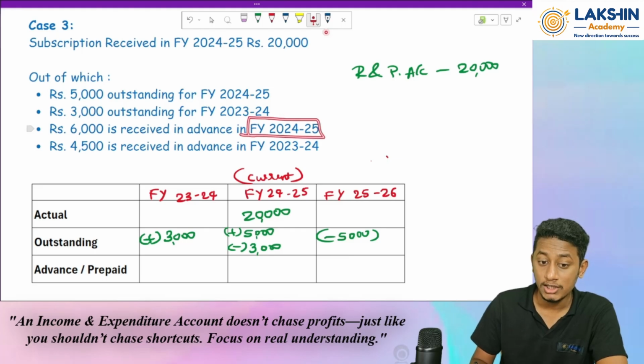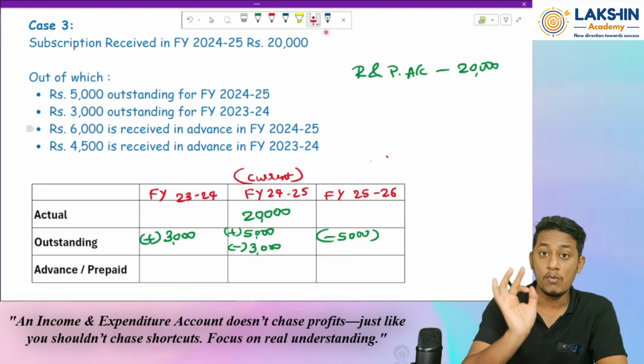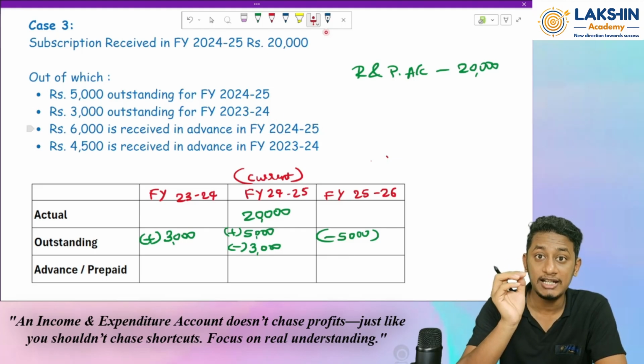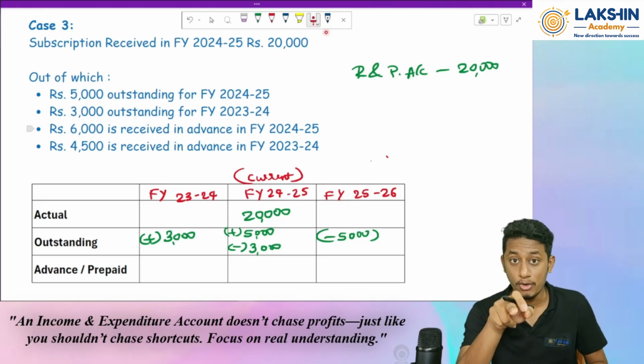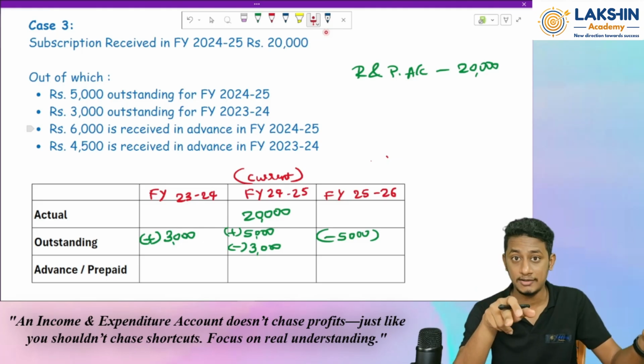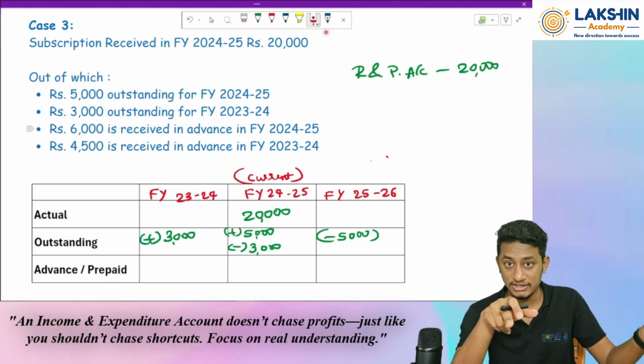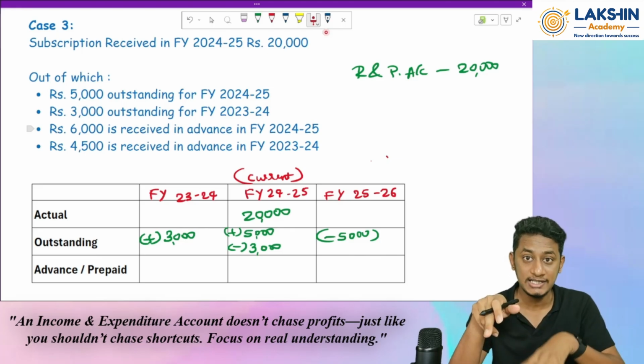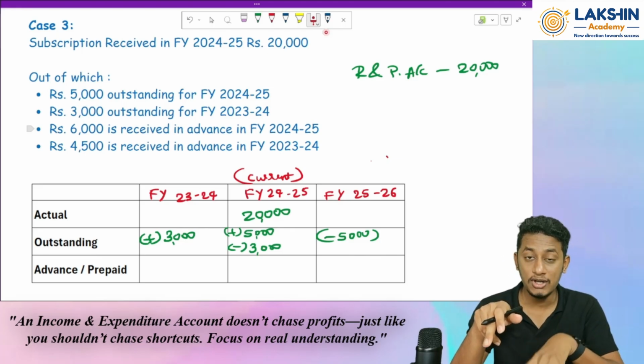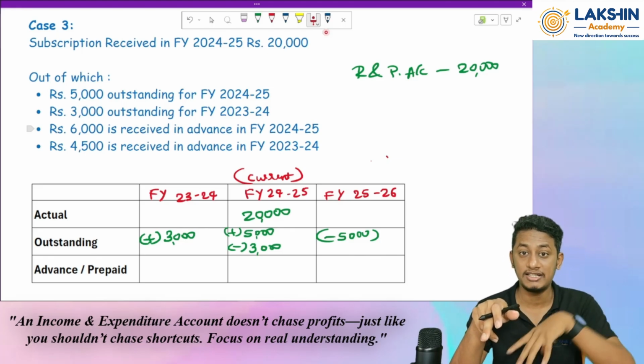In financial year 24-25. Now what do I mean by in advance? That it is received in advance, which was supposed to be received in the next financial year. Next financial year I should have received it, but I am receiving it in this financial year.